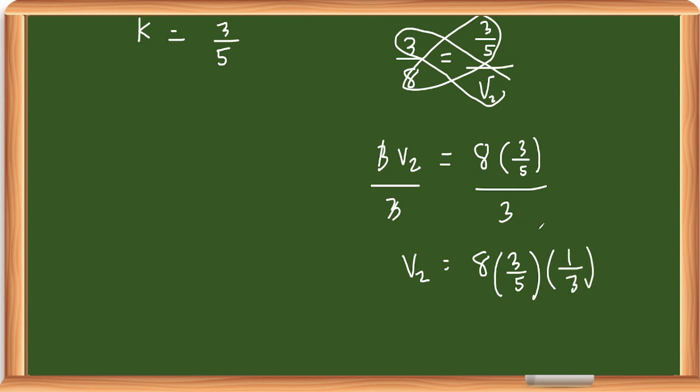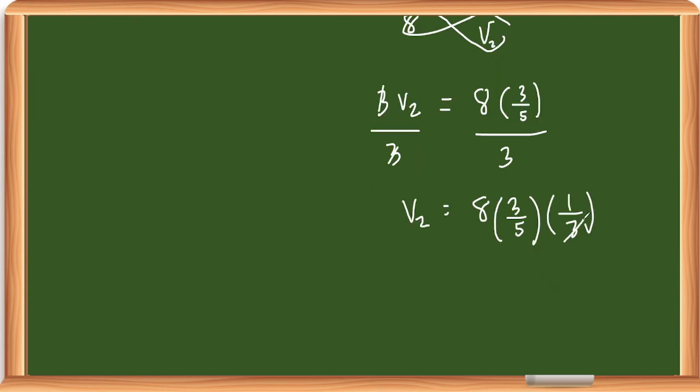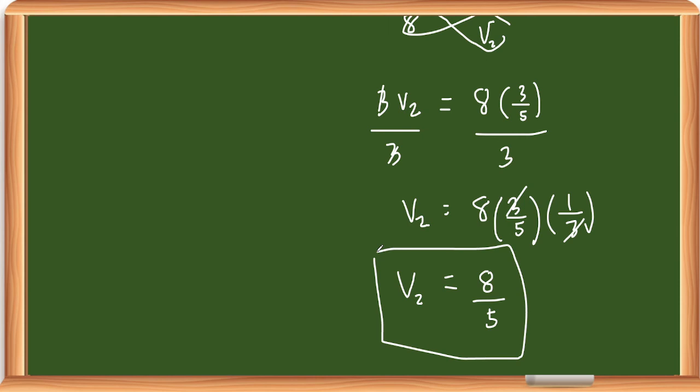I-multiply mo yung denominator mo, yung inverse, yung kabaliktaran, yung reciprocal ng denominator mo, 3. Ang reciprocal niya is 1 over 3. Now, nakita mo may 3 dito, may 3 din dito, cancel na lang yan. So, ang natira is 8 over 5. Okay, so your v sub 2 therefore is equal to 8 over 5.